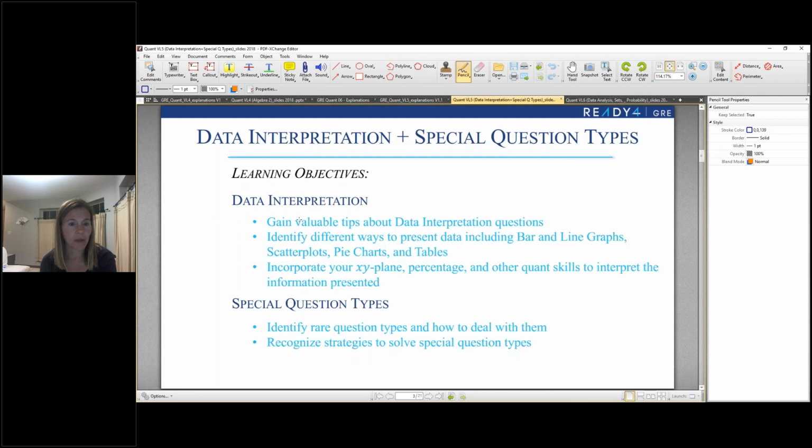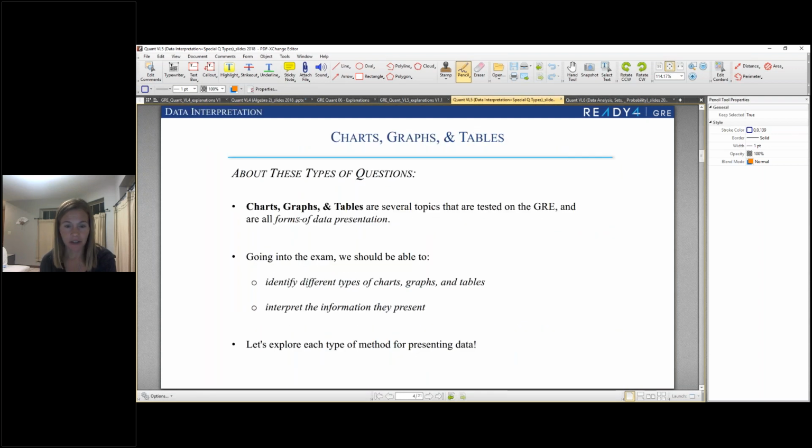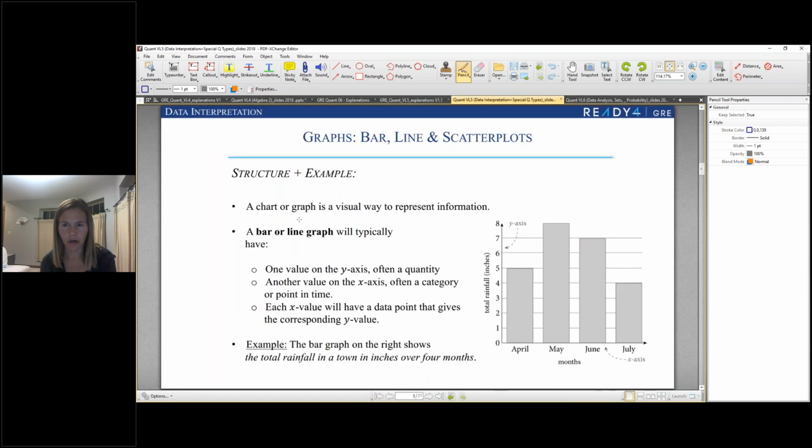So it's all about graphs. There's charts, there's graphs, there's tables. We don't really care the difference between a chart and a graph. A bar or line graph is something that looks like this. It's just really important when you read a graph, read the title very carefully and read the axes very carefully. You also want to be real concerned about what are your units, okay?